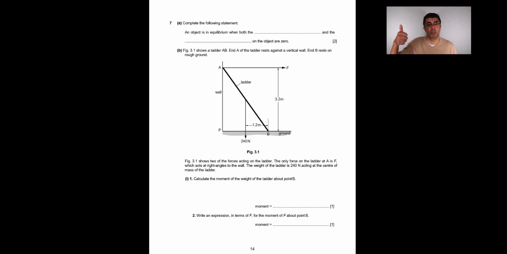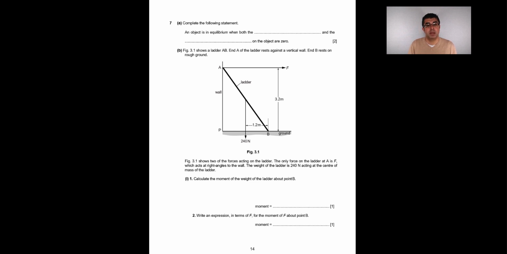In other words, the upward force and the downward force overall has to be 0. Also, the clockwise moment has to equal the anti-clockwise moment. In other words, the net moment has to be 0. A lot of people picked up 1 mark here, but they didn't get both. So really what they're looking for is resultant force has to be 0 and resultant moment has to be 0.